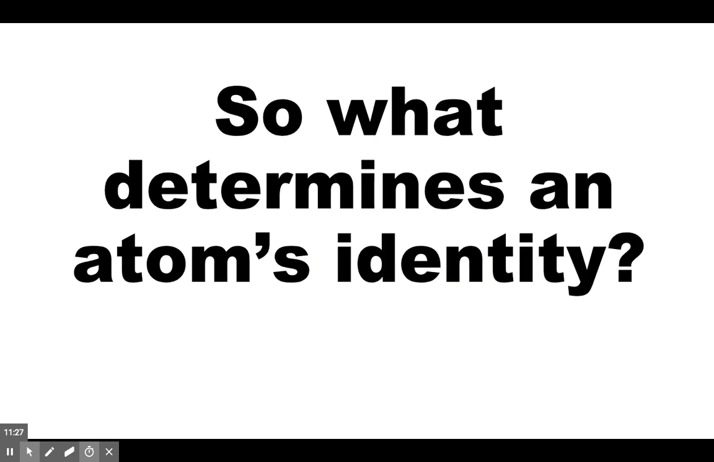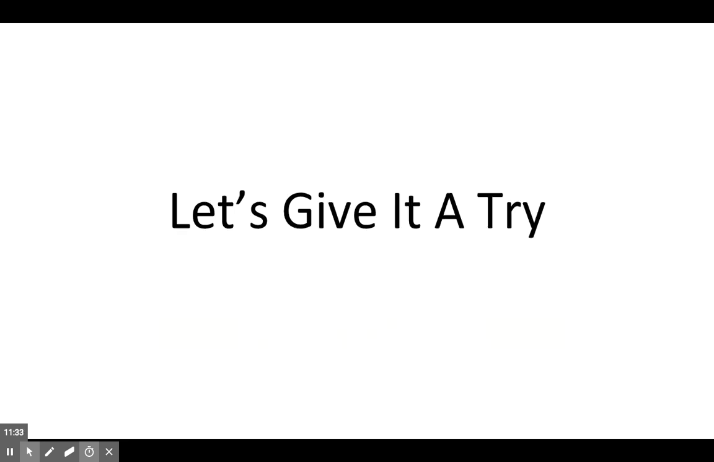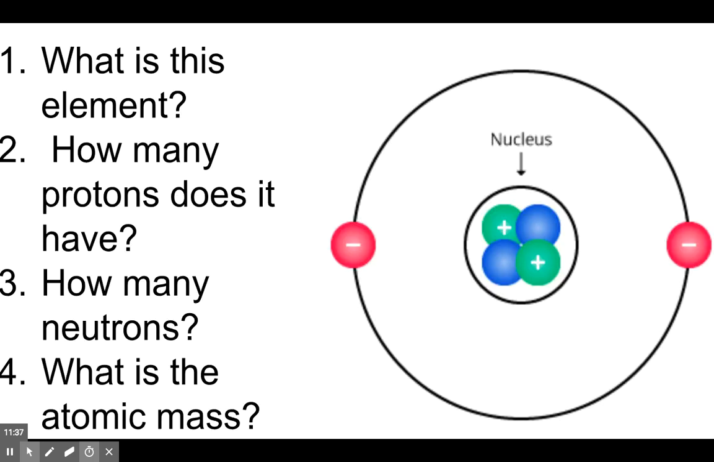So what determines an atom's identity? The protons, always the protons. Let's give it a try. What is this element? How many protons does it have? How many neutrons? And what is the atomic mass? Remember, for atomic mass, you're going to add protons and neutrons, P plus N. P and N gives you atomic mass.